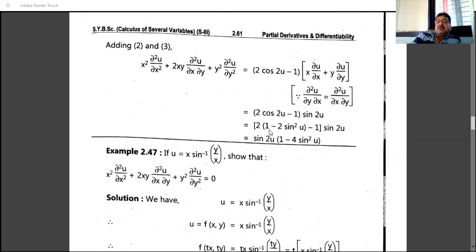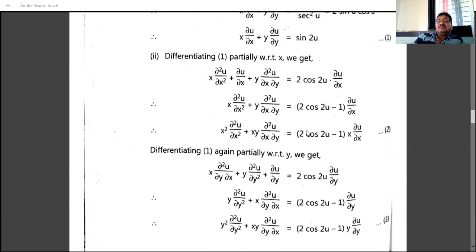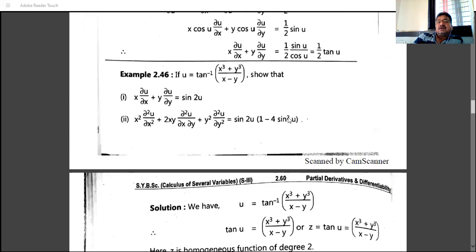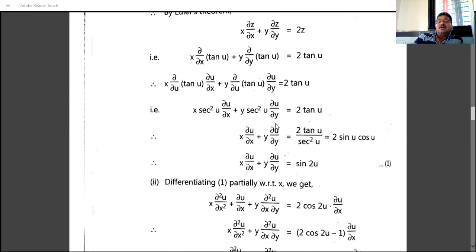There are 3 values of cos 2u. Out of that, substitute 1 minus 2 sin² u. Cos 2θ is cos²θ minus sin²θ, or 1 minus 2 sin²θ. So cos 2θ is 1 minus 2 sin²θ. So cos 2u is 1 minus 2 sin² u into sin 2u. And then the calculation of this is what? 1 minus 4 sin² u. That is, we have proved the second equation, number 2: sin 2u in one bracket, 1 minus 4 sin² u.